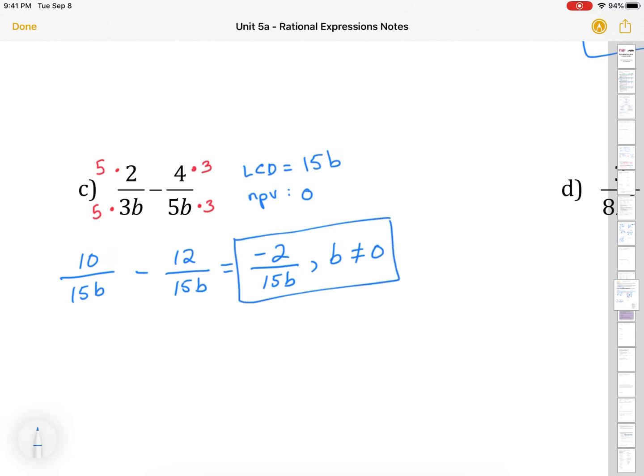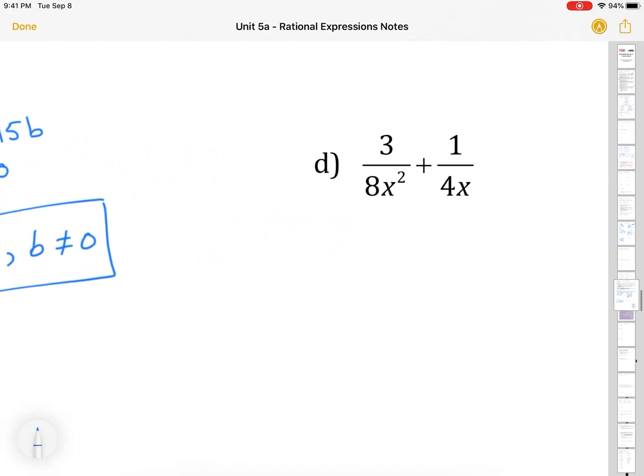Now you'll note that I have to make sure I'm talking about the right variable. So be careful. We use x a lot, but every once in a while we have a different variable. So you need to make sure you use the correct one.